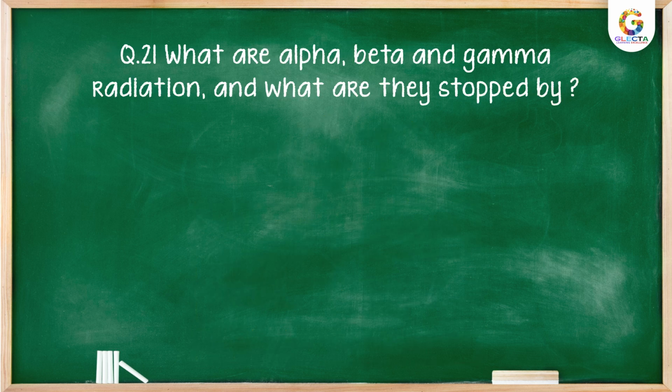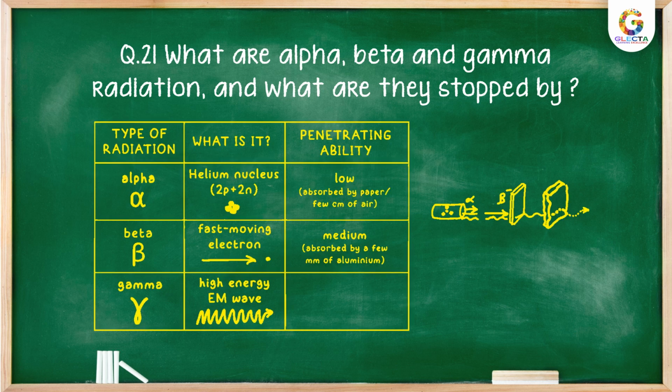Question 21. What are alpha, beta, and gamma radiation, and what are they stopped by? Alpha radiation is alpha particles, which are essentially helium nuclei. That's 2 protons and 2 neutrons. They can be stopped or absorbed by a piece of paper. Beta or beta particles are high-energy electrons. They are absorbed by a few millimeters of aluminium. Gamma radiation is high-energy electromagnetic waves. They aren't stopped by anything, but they can be reduced by being absorbed by lead or concrete.